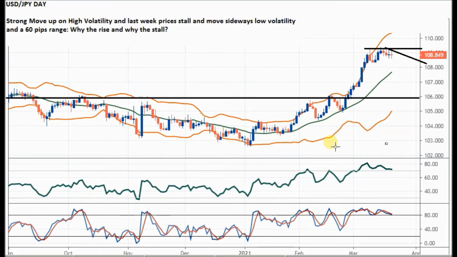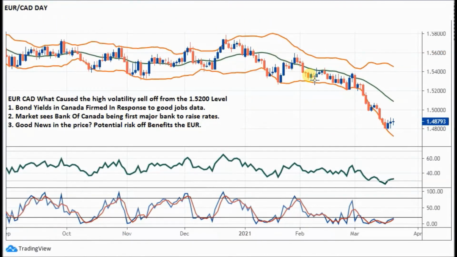Now, right, what we're going to do is look at our next pair, which is going to be Euro CAD. Right, we're on the Euro CAD daily chart, and what we can see is the euro fell here. It's a gentle decline, a bit of a rally, a gentle decline. Then we get through 152, and we really gain traction to the downside. What caused this big sell-off through 152? I've written my notes here.